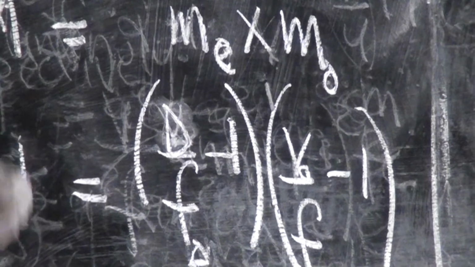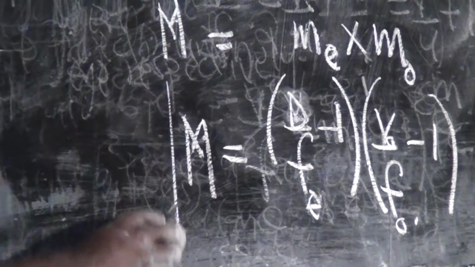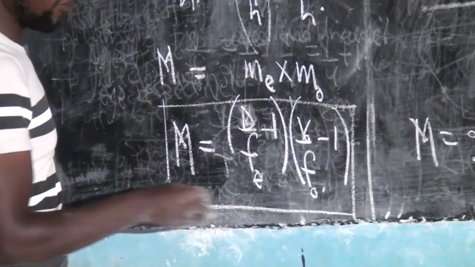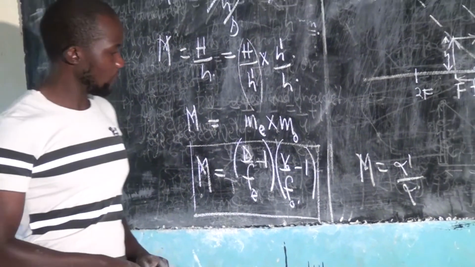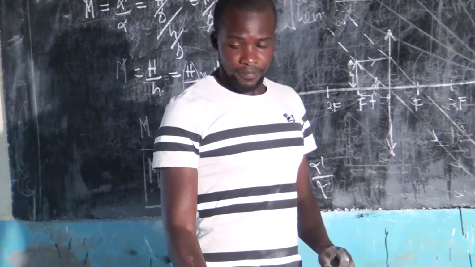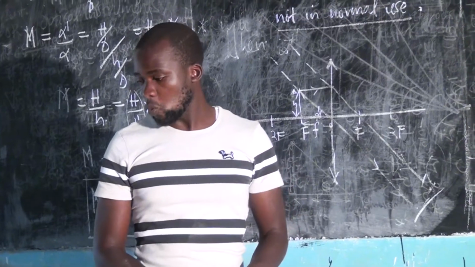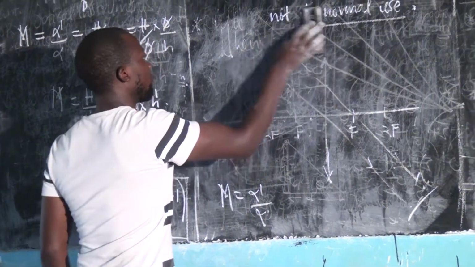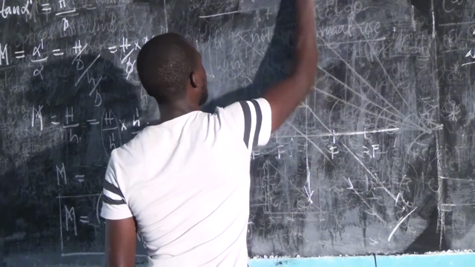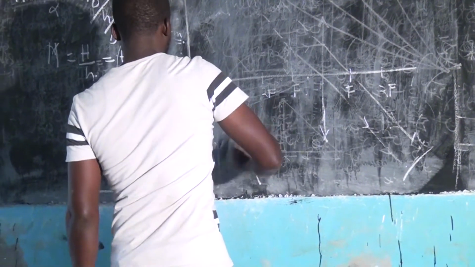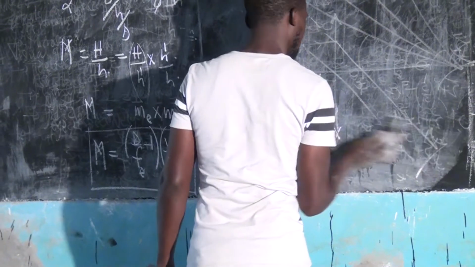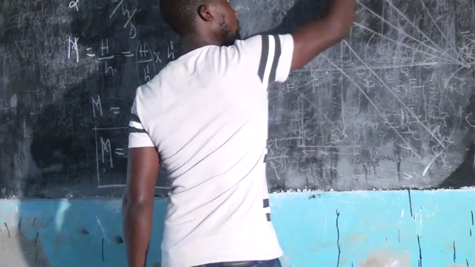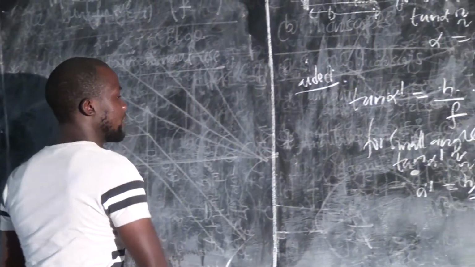So this one now becomes the angular magnification of a compound microscope in normal adjustment. That one pushes us to the simple compound microscope, not in normal adjustment.